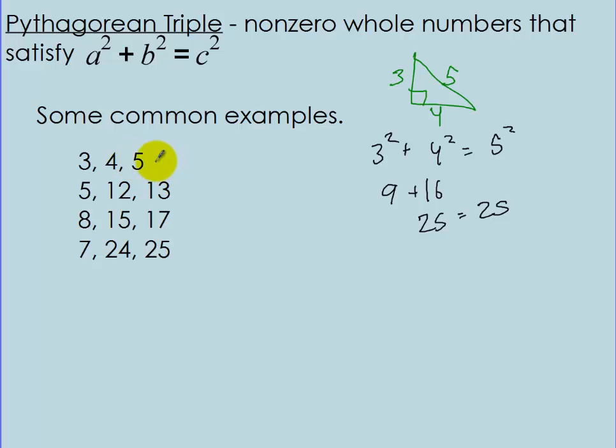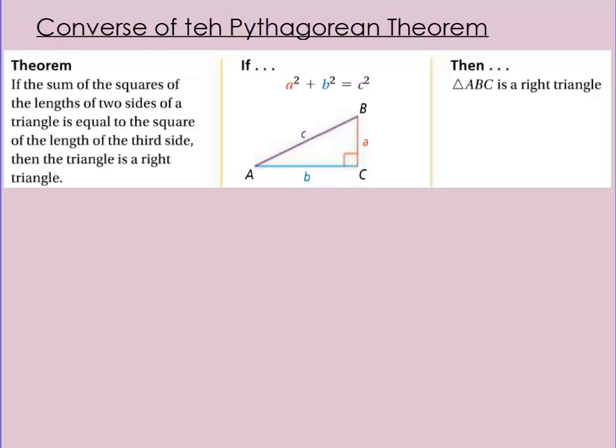So these are some common examples. 3, 4, 5 will appear a lot, and versions of that like 6, 8, 10, just multiplying everything by 2, still check out. 5, 12, 13 sometimes. 8, 15, 17 sometimes, and maybe this 7, 24, 25. These are just some examples, but you could see others later.